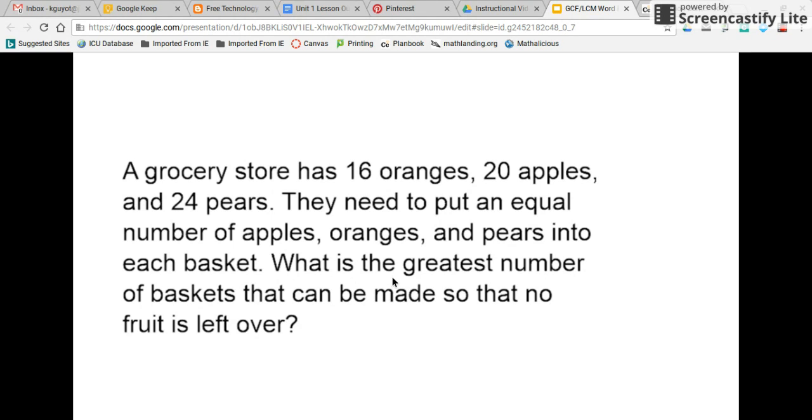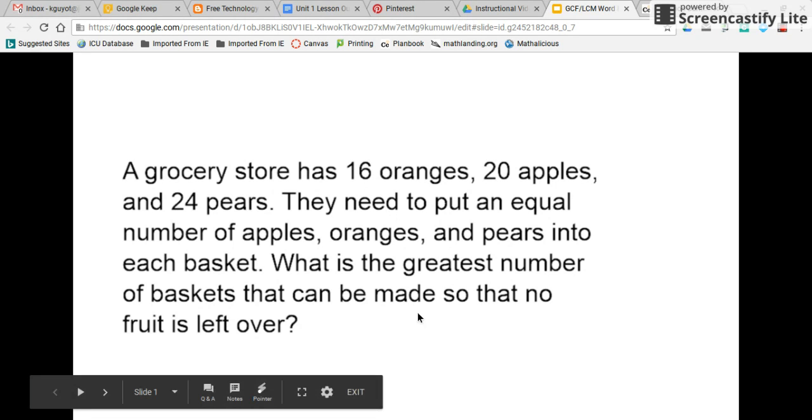One of the key things I do is to tell people to go through and find keywords like greatest number and equal number, which means we're taking what we already have and putting that into groups. We can't just make more oranges or make more apples. So in this case, we have to use our greatest common factor strategy to find the greatest factor that goes into 16, 20, and 24. The greatest factor that goes into all three of those would be 4, so our answer here would be 4 baskets.